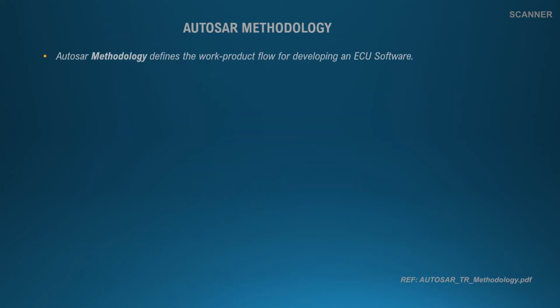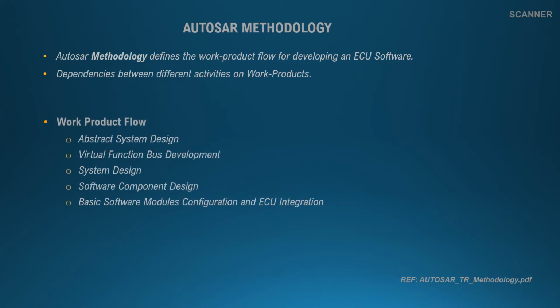AUTOSAR methodology defines the work product flow for developing ECU software, and it also defines the dependencies of different activities on work products. We will briefly cover the main activities involved in AUTOSAR-based electronic control unit development. The main activities are design of an abstract system, virtual functional bus development, system design, software component design, development of basic software modules and the integration of AUTOSAR electronic control units. Before going into the details of these different steps, we will look into the data exchange formats.